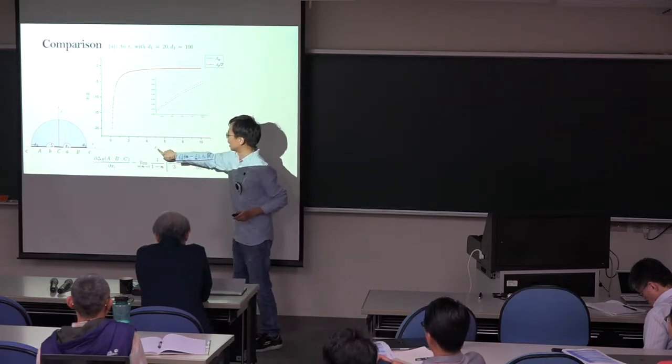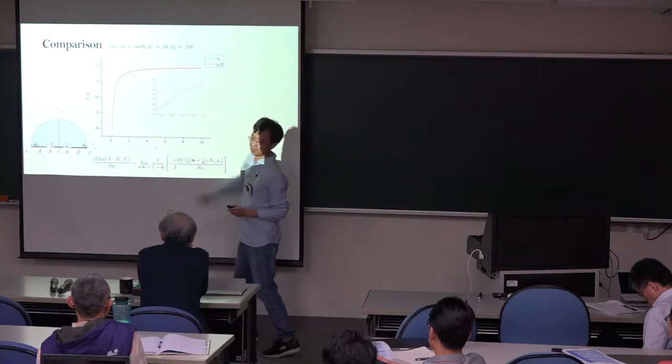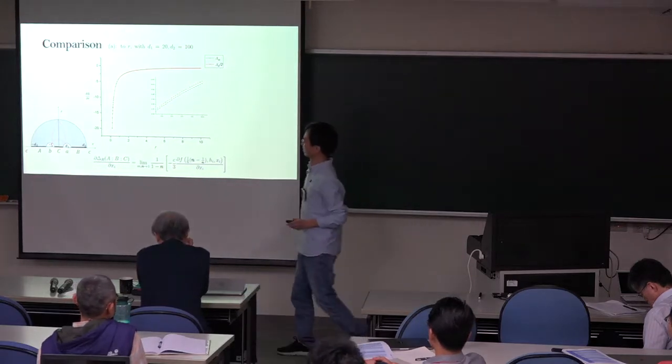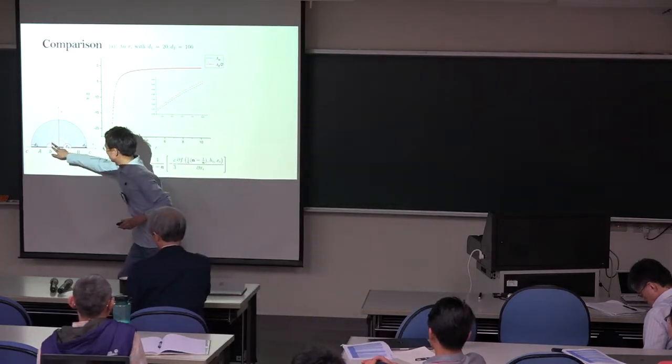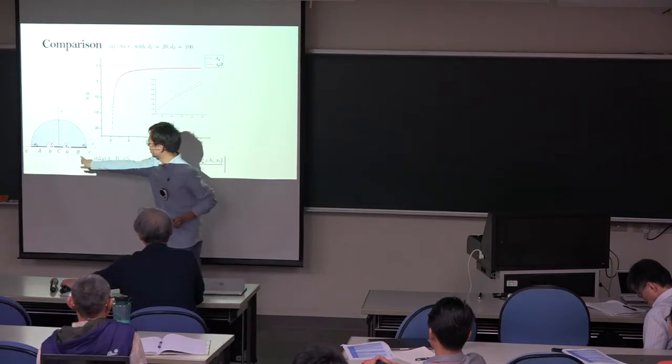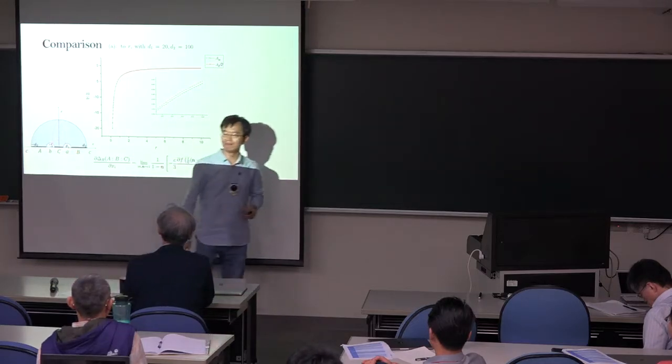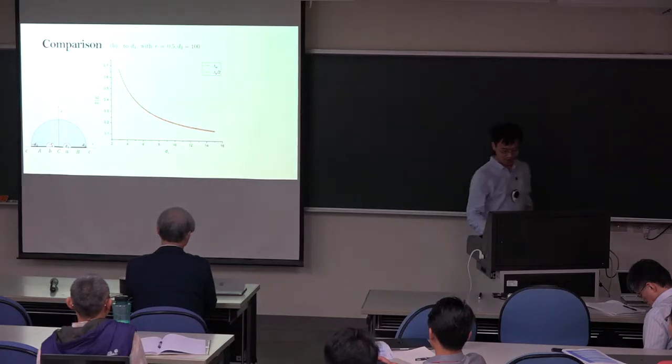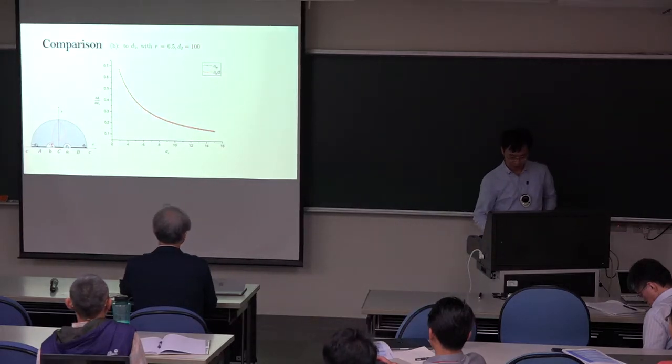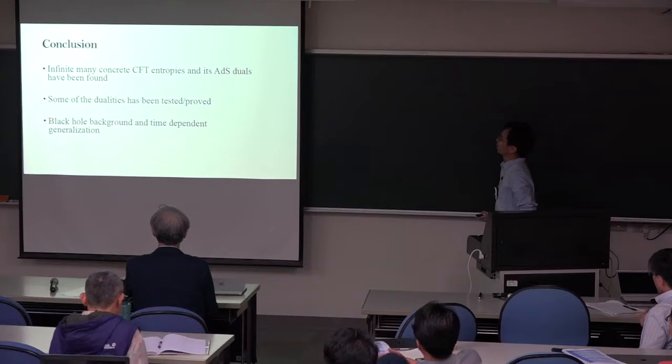You see, as r goes to 10, some mismatch appears. So r is this length. And d1 is this length. So this is the d1 dependence. So for both these two shapes, we get a fairly good agreement.